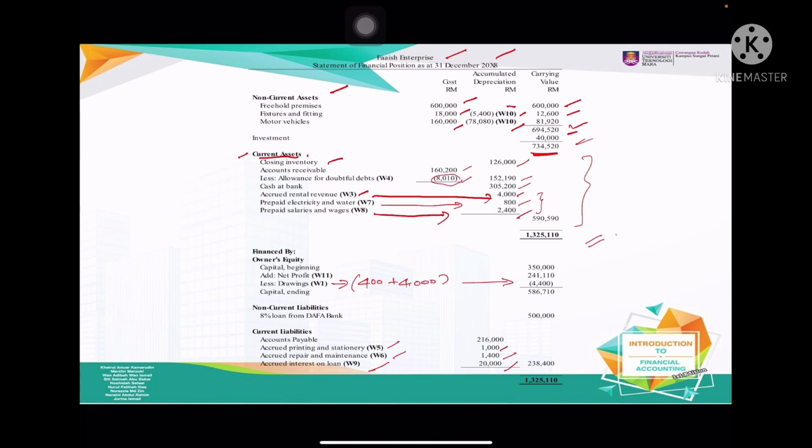Okay? And then financed by capital at the beginning, 350,000. We take it from our trial balance. And this is our net profit. Take it from our statement of profit and loss. And this is the adjustment that I talked about before. So this is our ending balance. And then we plus our non-current liability, 500,000. Okay, from our trial balance also. And then our current liability. Current liability, 216, comes from our trial balance. And then we add up the owner's equity, non-current liability, and current liability. So the total will be the same, 1,325,110.